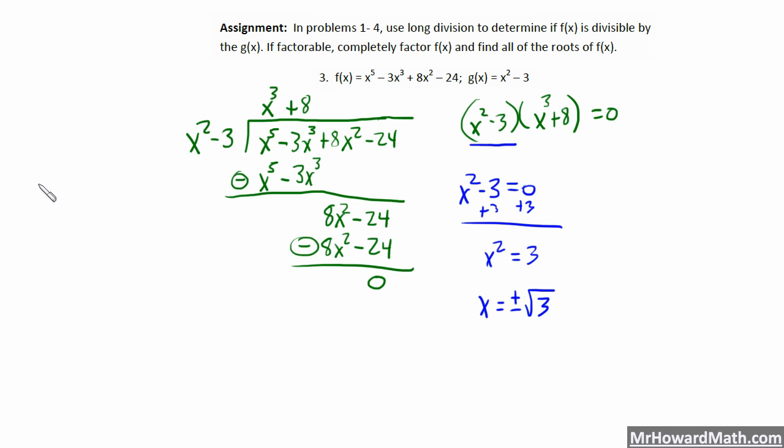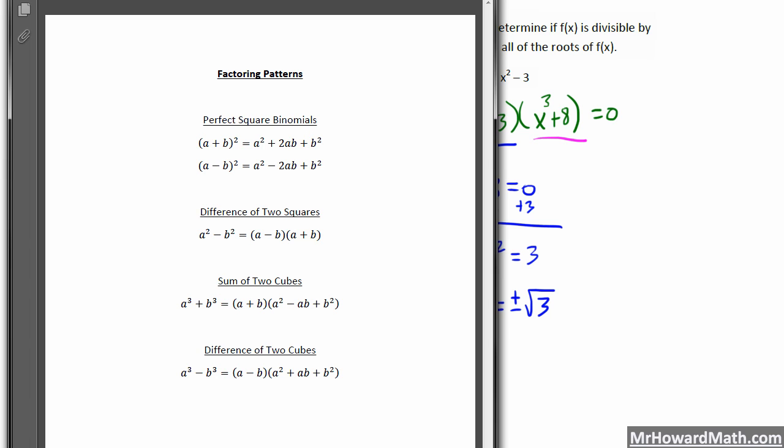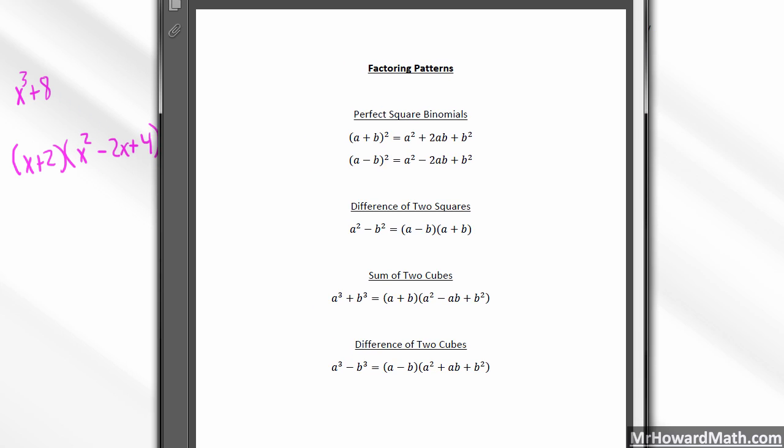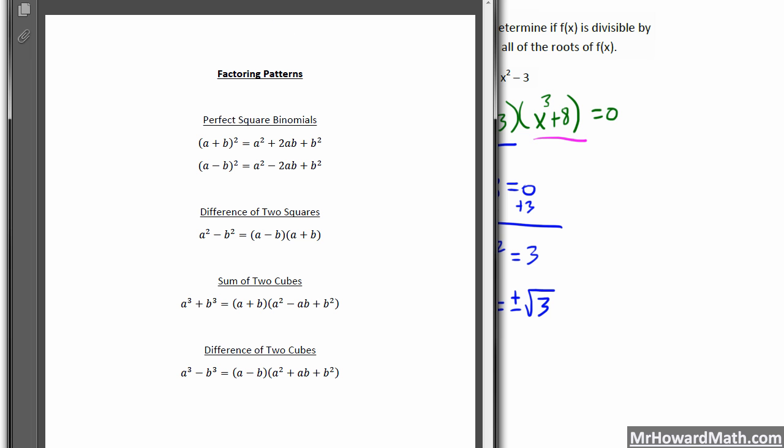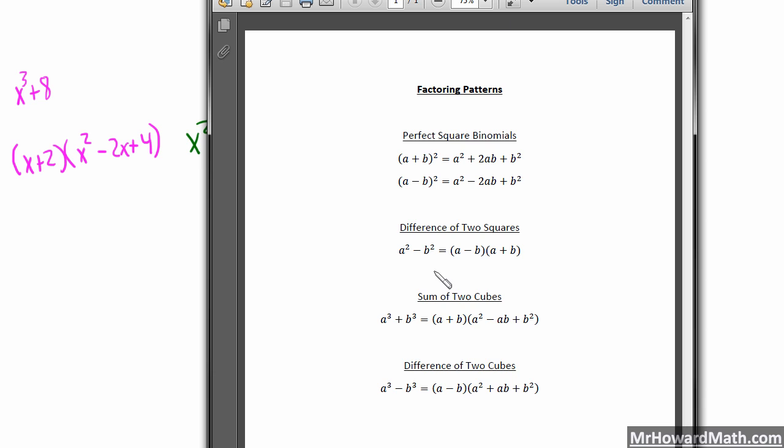So x cubed, I'm going to do that one over here. x cubed plus 8 is going to factor to x plus 2, and then x squared minus 2x plus 4. Okay, just using our pattern here. That's all I did here. Applied that pattern. Our a value was x and our b value was 2, so we have x plus 2. Slide this over here so we can see actually what we did. Alright, so we had x plus 2 and then x squared minus 2x plus 4, because our a value was x again and our b value was 2. Alright, that's all it did.